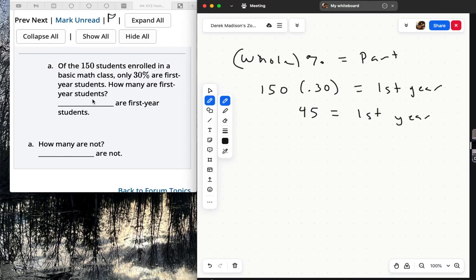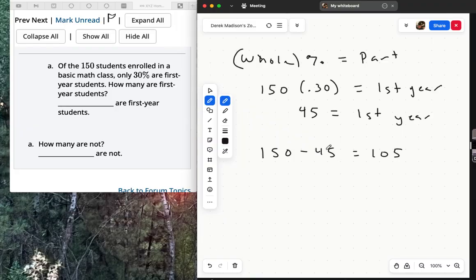Well, we know that these two answers have to make the total number of students. So there we'd want to go 150 minus 45, and then that means there'd be 105 students who are not first year students. Hopefully that helps out.